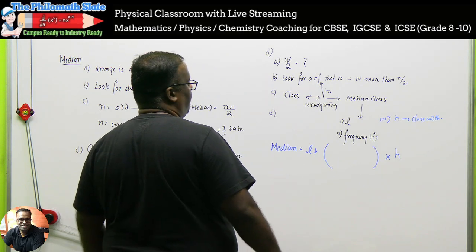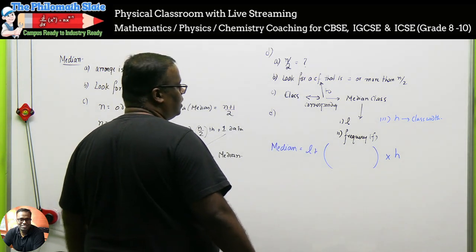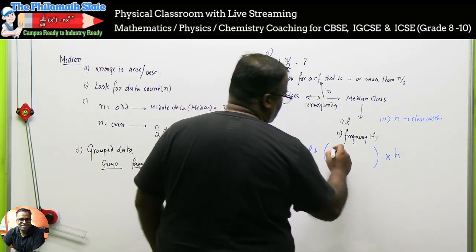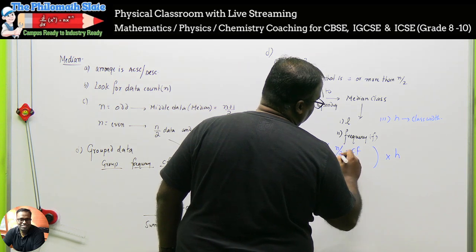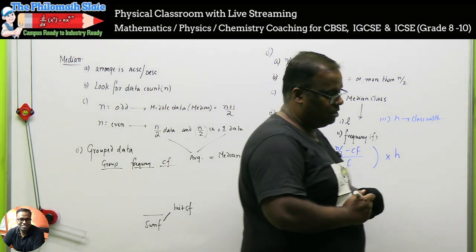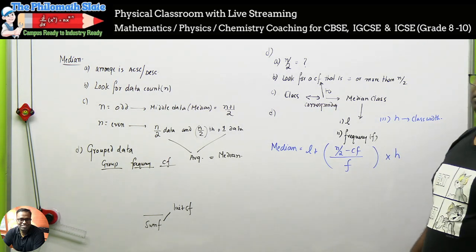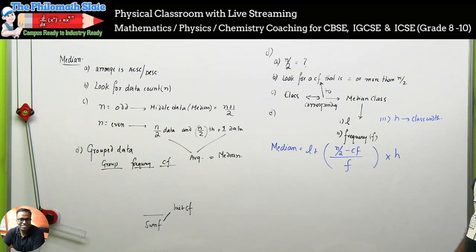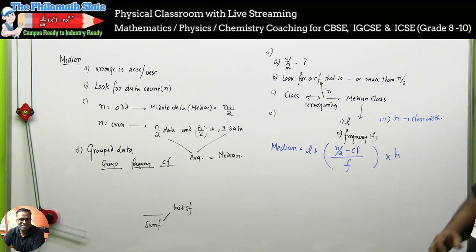Okay. Assuming that all classes have same width, L plus, it will be n by 2 minus CF divided by F. So yeah, CF is of the class preceding the median class. And it will be continuous classes, they will give you continuous classes only. ये सब फुल मार्क्स वाले क्वेश्चन हैं.